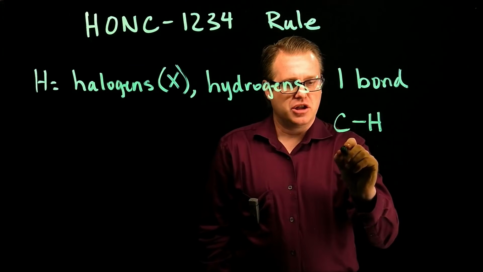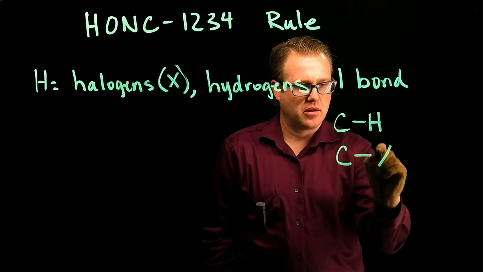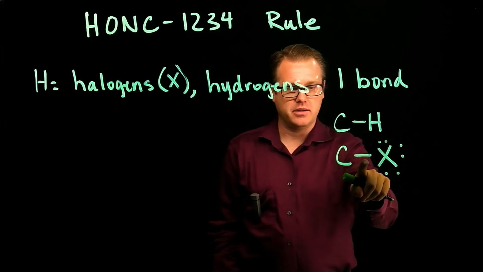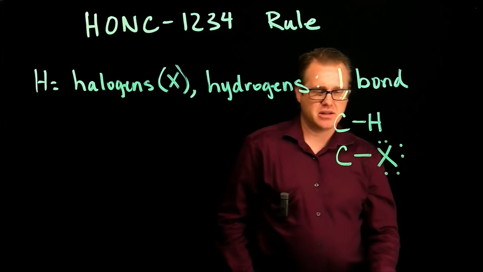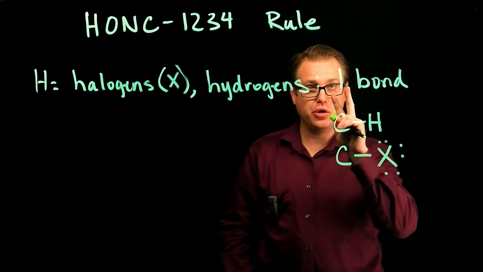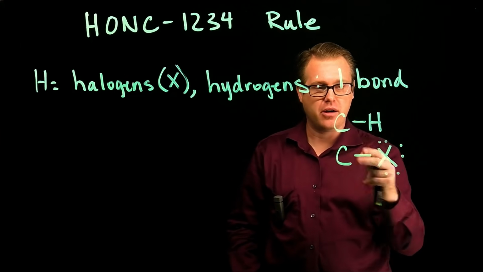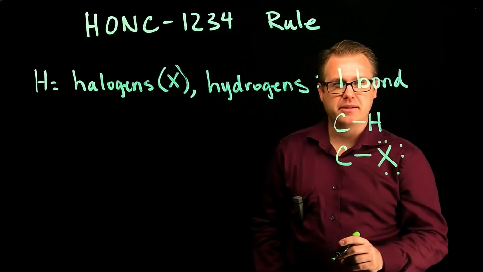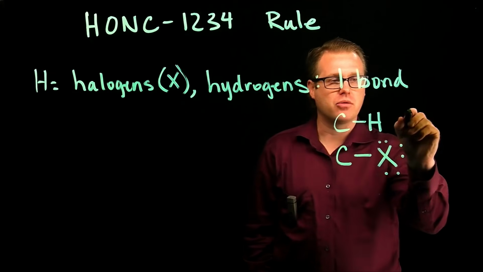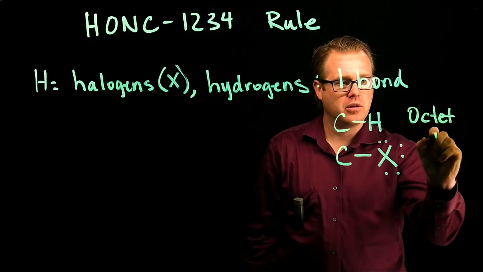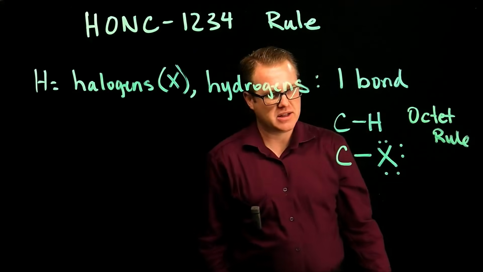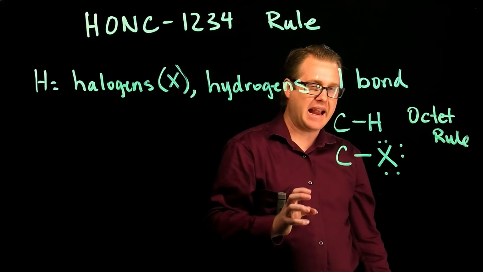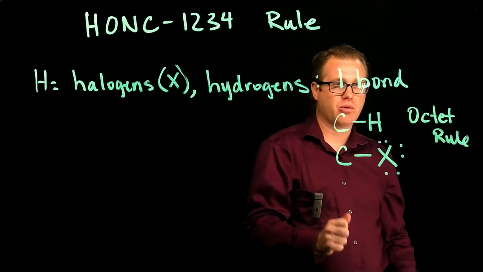When we look at halogens, you can see that there's one bond. But with halogens, what do we see? We see three lone pairs, 1, 2, 3 around that halogen. Why is that? Remember the octet rule, which is simply telling us that for this atom here, there needs to be 8 electrons around it.